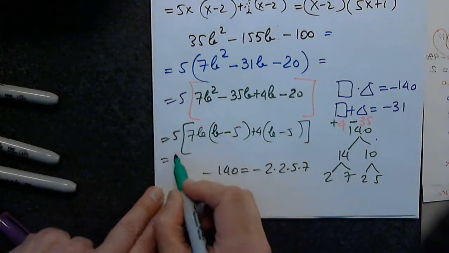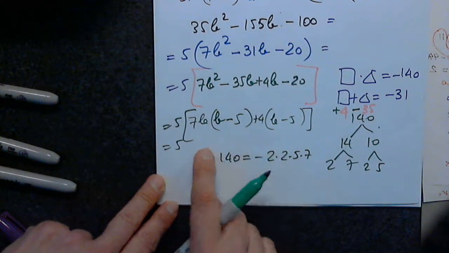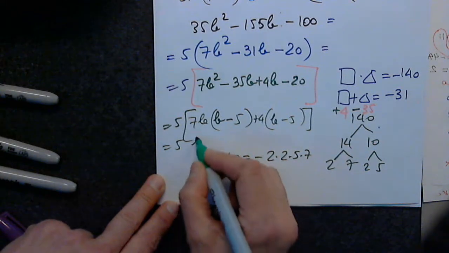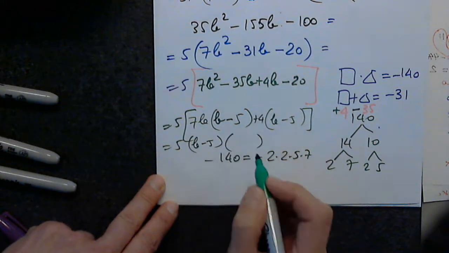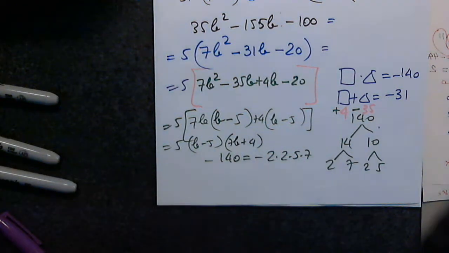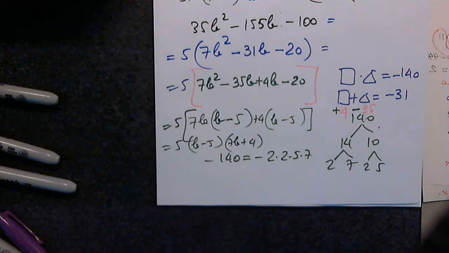Very good. What is left in parentheses now? What is the common factor that I pull out? B minus 5. Yes, that's the common factor. And then what is left? 7b plus 4. That's it. Now I have to admit, this is not a very easy procedure. But that's why we practiced for a month. Okay. Any questions? I can always help.